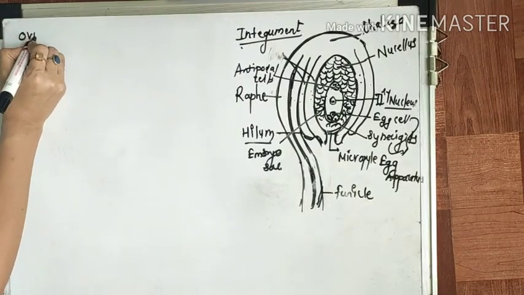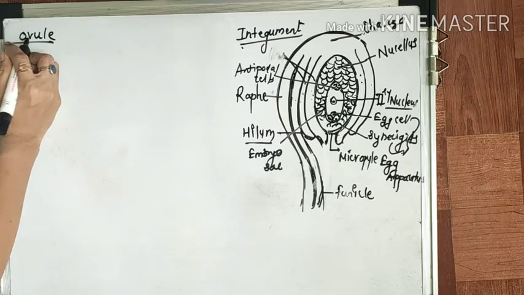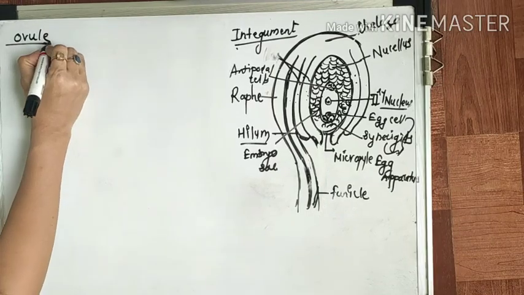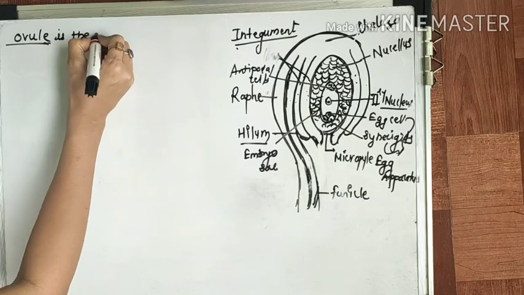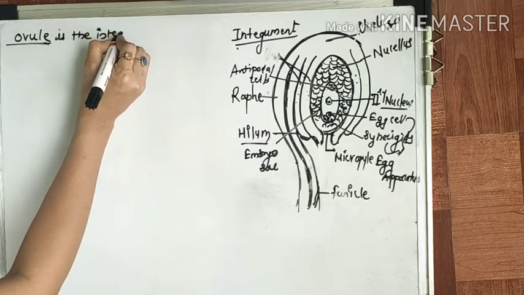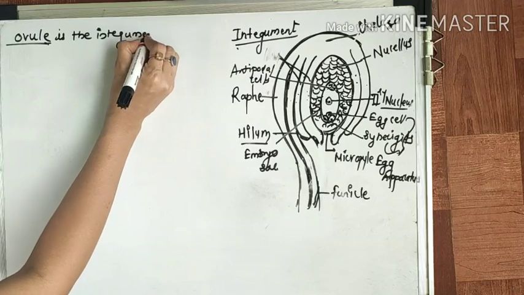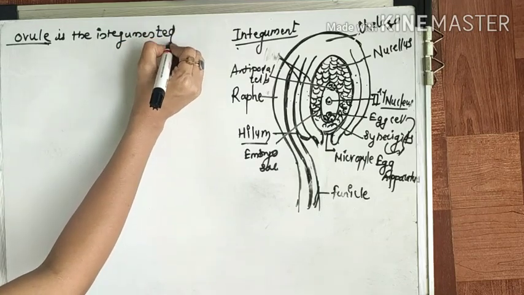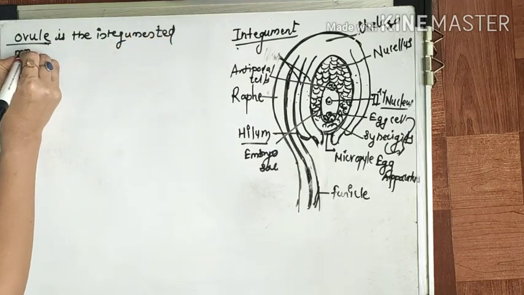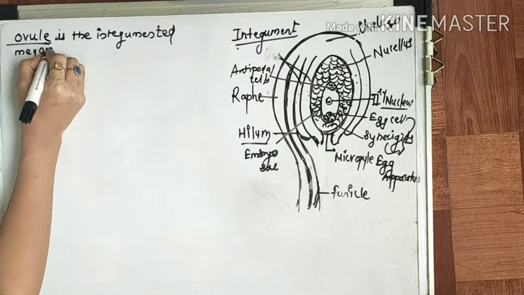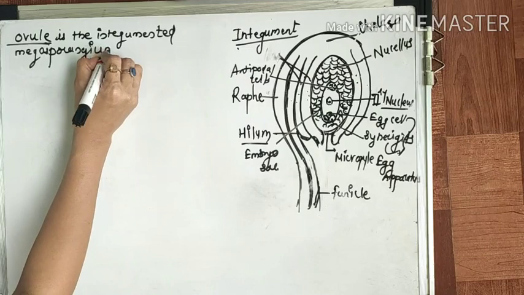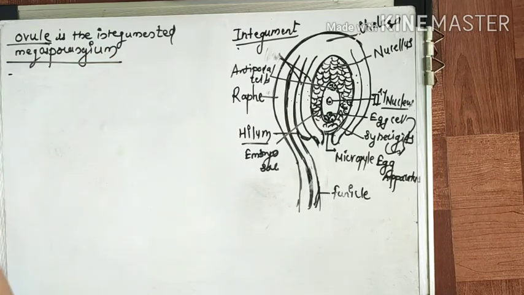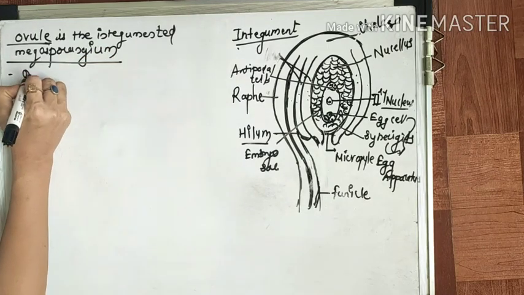So ovule, we start with this ovule, right? We defined ovule as nothing but the integumented megasporangium, right? Yes, it has two parts.